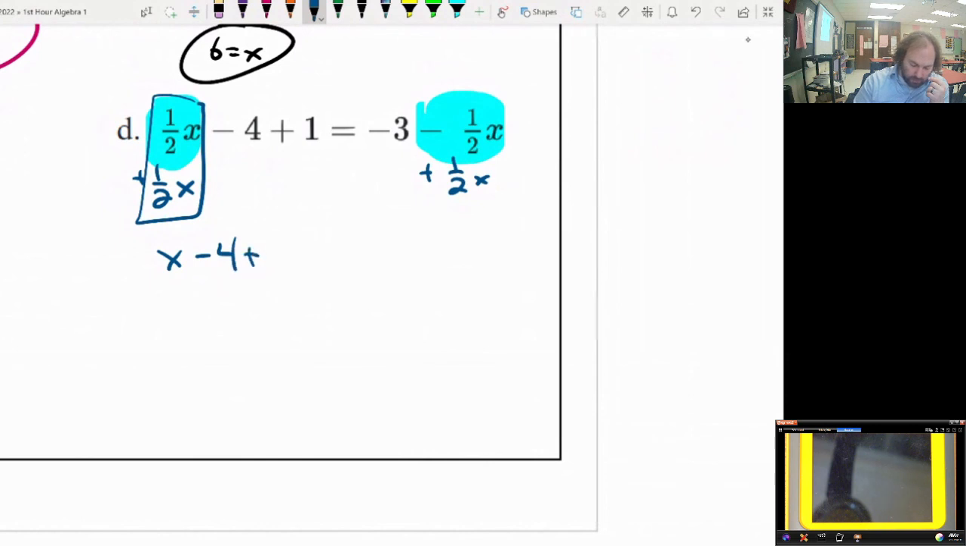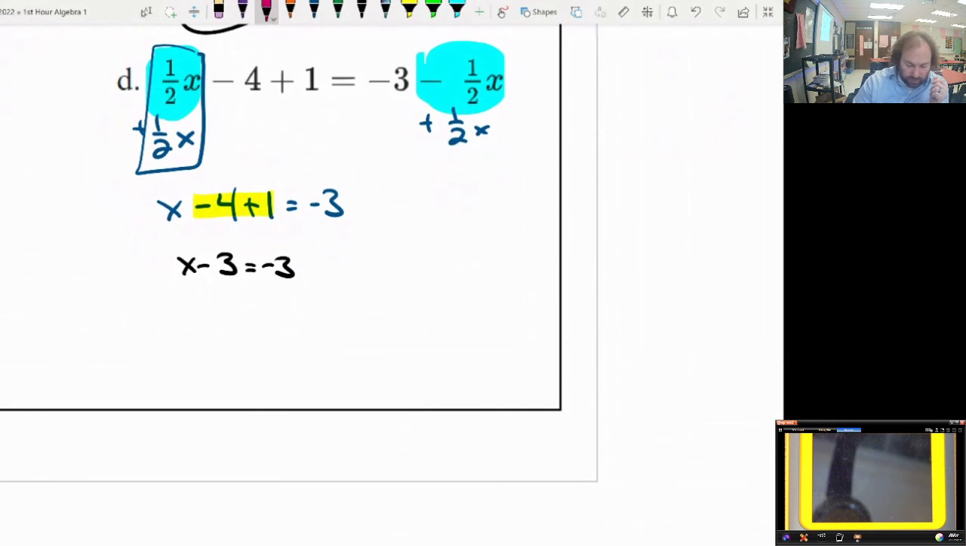-4 plus 1 equals -3. Obviously, we can combine together those numbers right there. So it's x minus 3 equals -3. At this stage, you might be tempted to say no solution, but you'd be wrong. Because if you add 3 to both sides, you just get x equals 0. And that's correct. X can be 0.